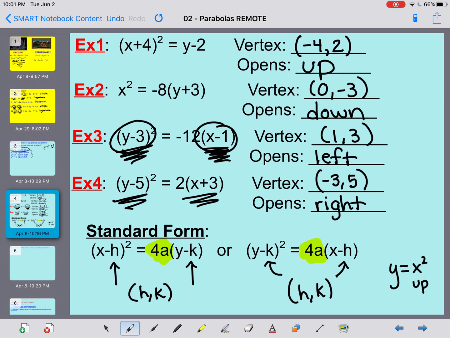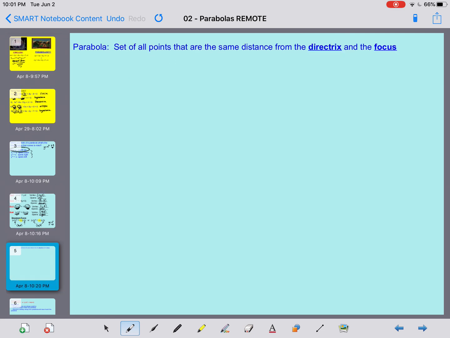Okay, next, the definition of a parabola. It's the set of all points that are the same distance from the directrix and the focus. So for a circle, it was the set of all points that are the same distance from the center. For a parabola, it's the set of all points that are the same distance from the directrix and the focus. Okay, weird words that you may not have heard before. So we've got this parabola here.